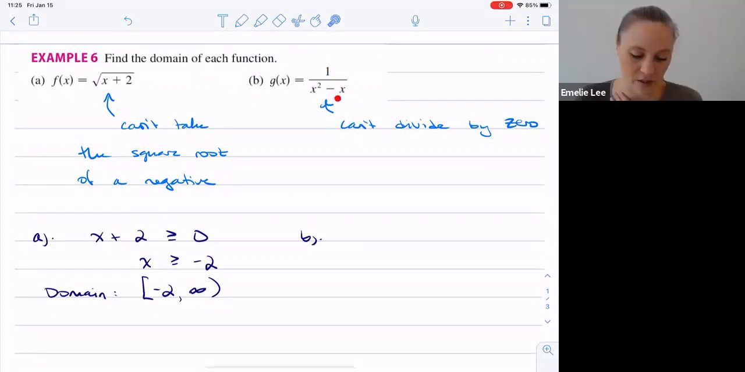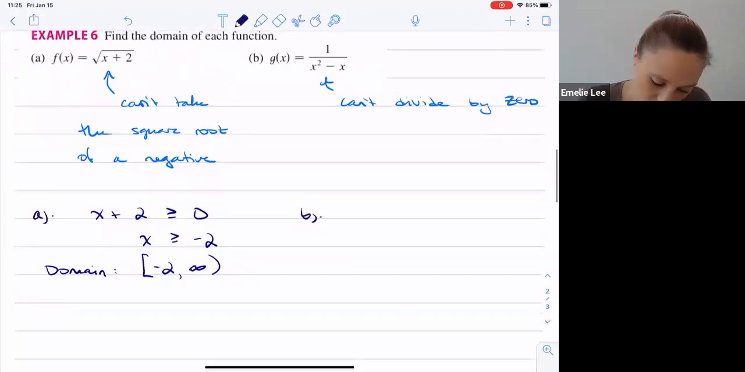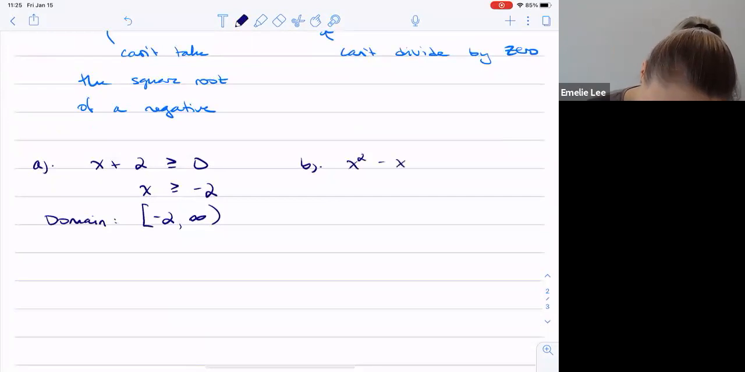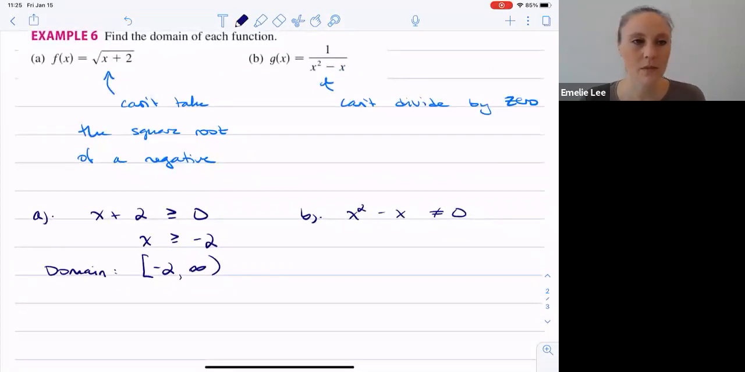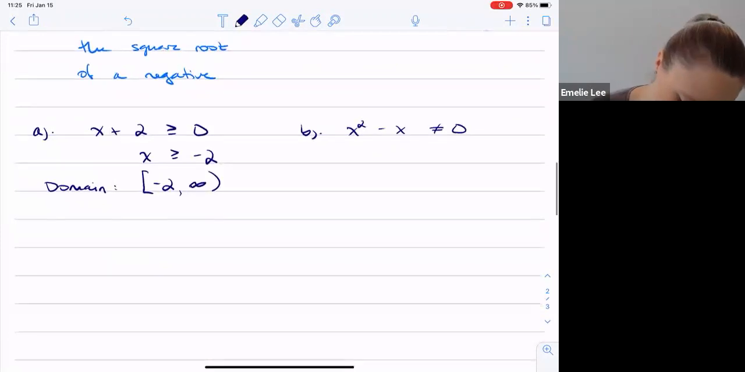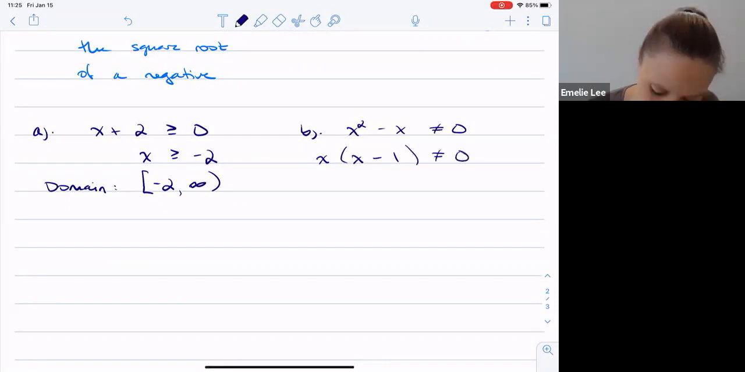So we've got g of x is 1 over x squared minus x. And so what I need to do is avoid dividing by 0. So the first thing I want to do is say, okay, well, x squared minus x can't be equal to 0. Because I've got a common x that I can factor out, and I want to simplify this a little bit, just to make sure I'm catching all the options here, I've got x times x minus 1 can't be equal to 0.